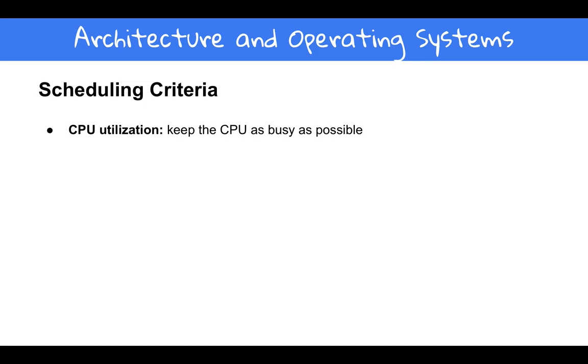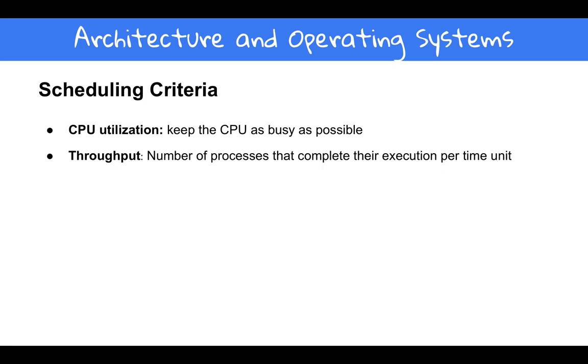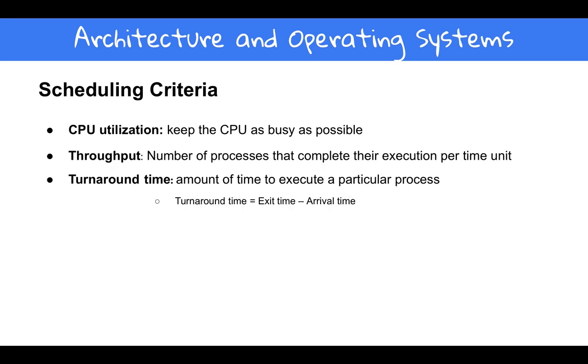Scheduling is very important. I'll tell you how it works. We have a couple of criteria for scheduling. CPU utilization: we need to keep the CPU as busy as possible. We don't want an idle CPU. Throughput: the number of processes that complete their execution per unit of time. Turnaround time, which is very important, is the amount of time to execute a particular process: exit time minus arrival time. From when the process arrives until it leaves, that time is called turnaround time.